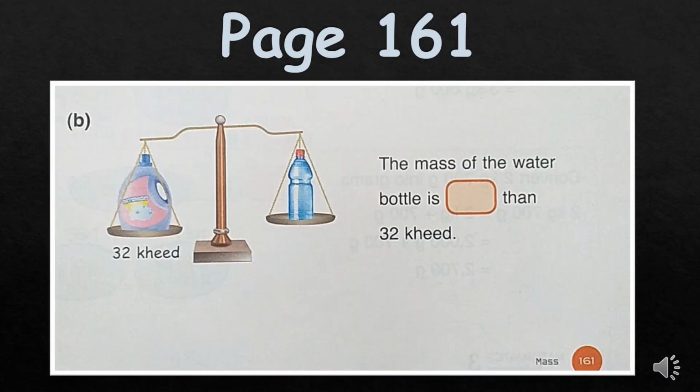And the last one for today, 3B. We see there a big bottle of laundry detergent and it weighs 32 kg. So 3 kilo and 2 kg. On the right, a mass of water, a water bottle. Now, is it more or less than the detergent? So, the mass of the water bottle is more or less than 32 kg. Now, I think it's less because the detergent is lower. So, you put there the smaller than sign on the blanks.